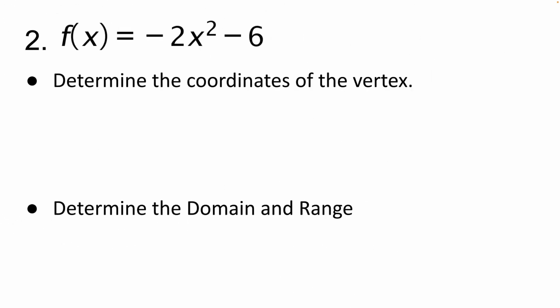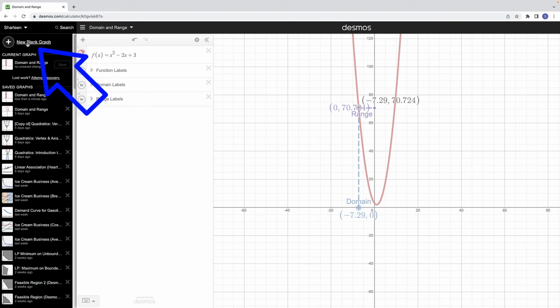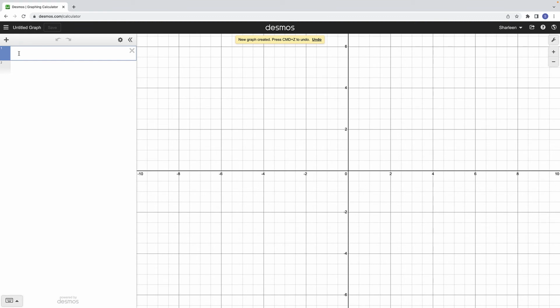We're looking at the function f of x equals negative 2x squared minus 6. We want to determine the coordinates of the vertex and the domain and range. And let's go over to Desmos and draw this function. Now that we're back in Desmos, let's open a new blank graph and enter our function. Go up to the 3 lines on the left-hand side and choose New Blank Graph. In the first cell, type in your function.